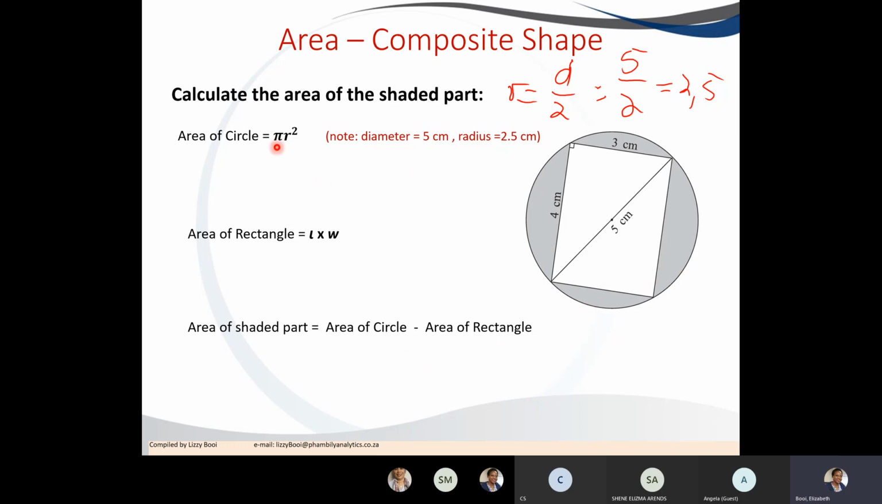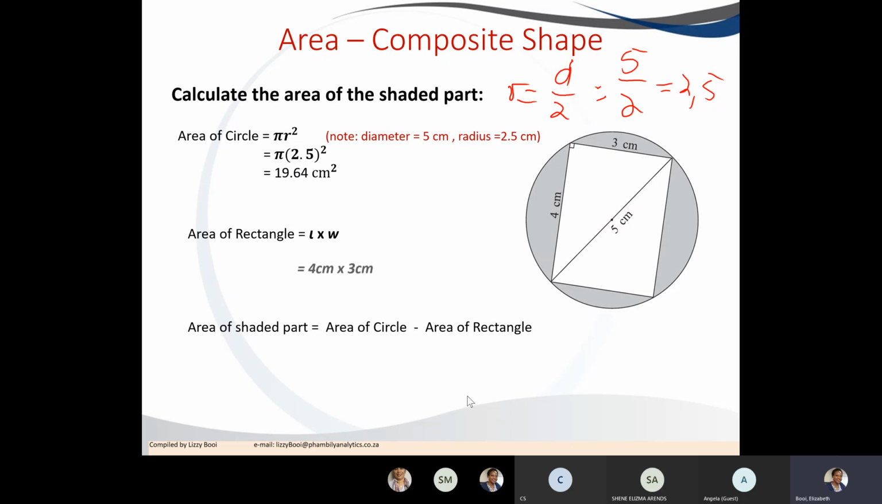So let's substitute. We can calculate the area of a circle, and the area of a circle is pi r squared. So pi times 2.5 squared, because our radius is 2.5. And that will give us the area of a circle, which is 19.64 centimeters squared, because everything that is given to us is in centimeters. If in the exam or in your assignment, one unit is not the same as the rest, you will need to convert so that you work with the same units.